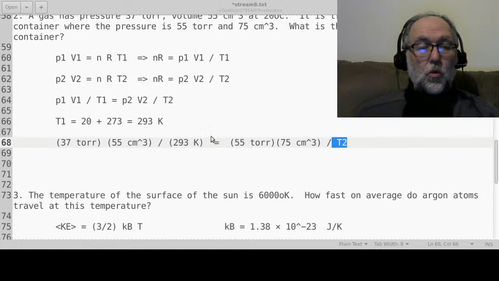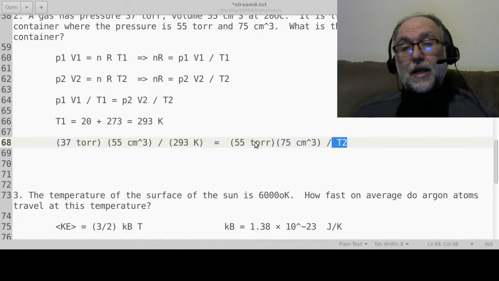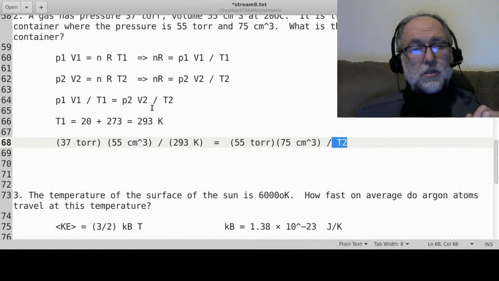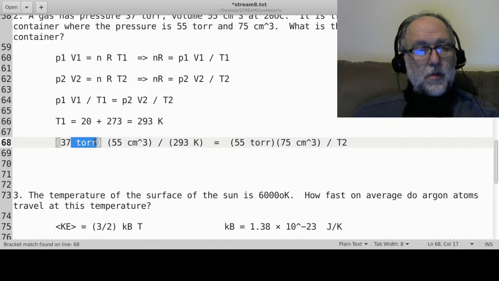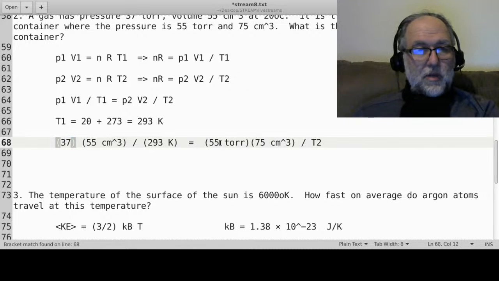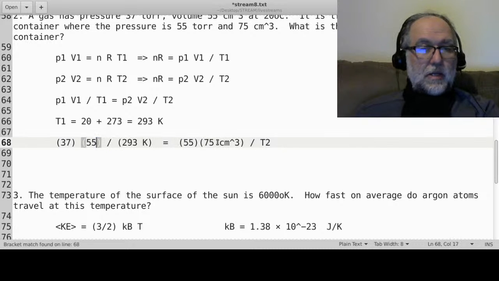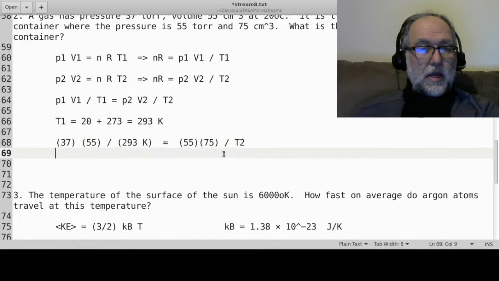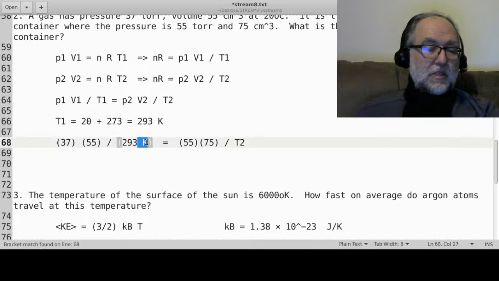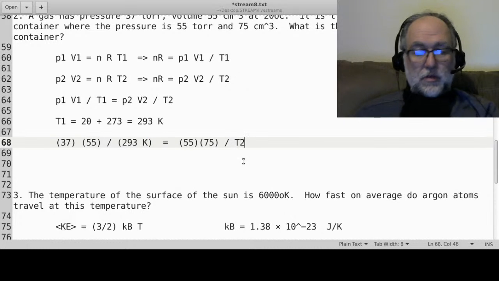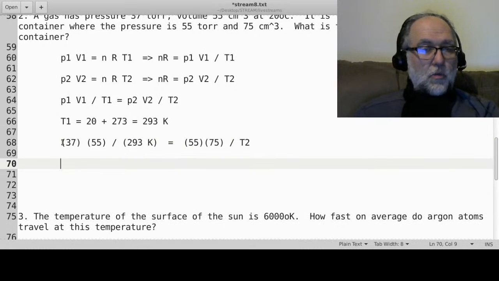Take a look. You've got torr on this side, you've got torr on that side. So you could divide both sides by torr. Units work kind of like variables. The torr will disappear from here and from there. The cubic centimeters there and there will also cancel. You can see that the only surviving unit is Kelvin, so your answer is going to come out in Kelvin.